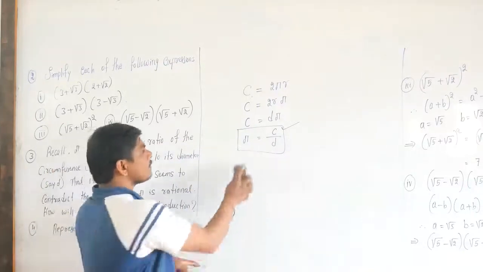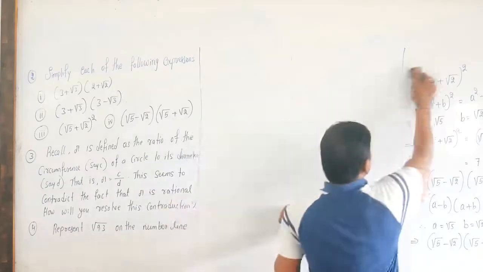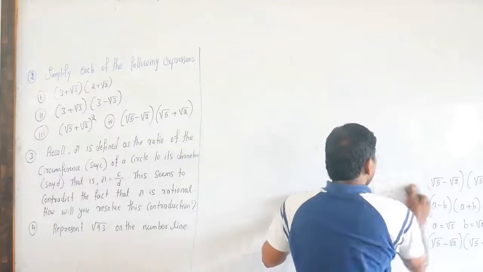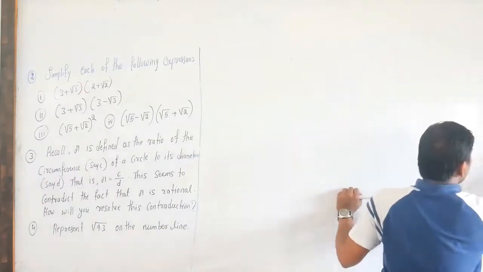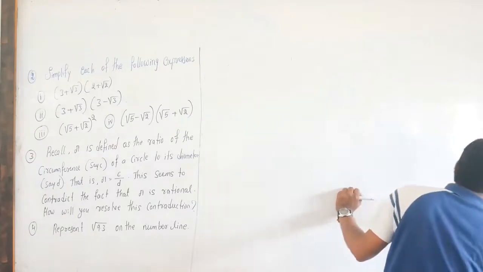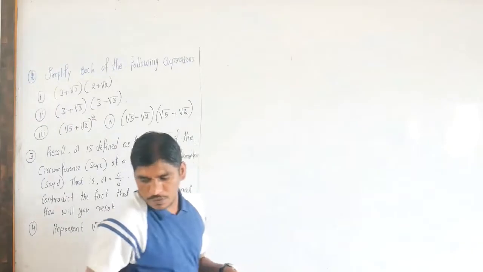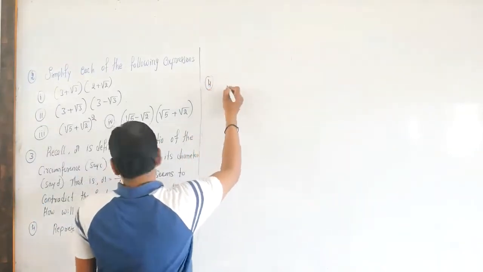Now again, the fourth one. This is also very important from the examination point of view, so concentrate on it. Represent root 9.3 on the number line. This is a very simple procedure, and you have to follow it.